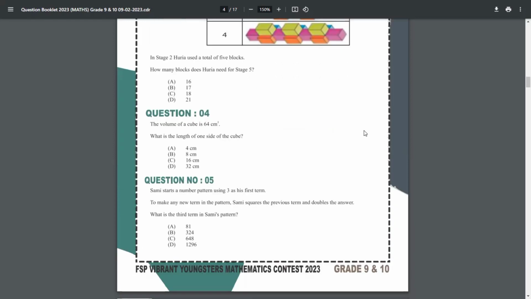17. Question 4. The volume of a cube is 64 centimeter cube. What is the length of one side of the cube? The answer is option A.